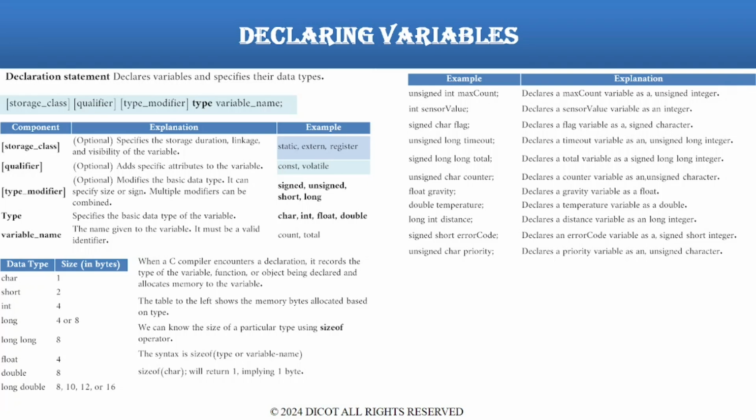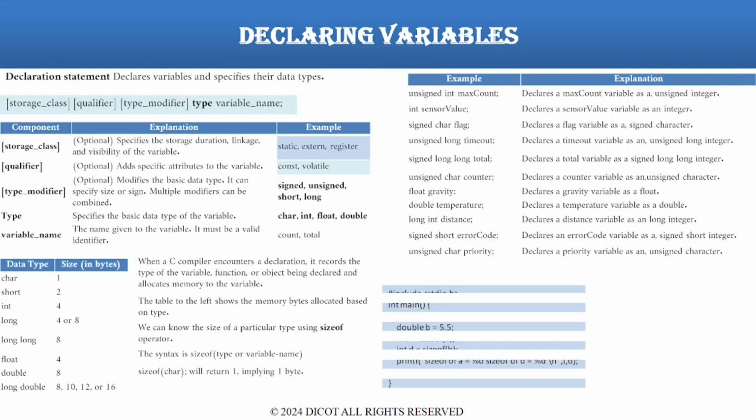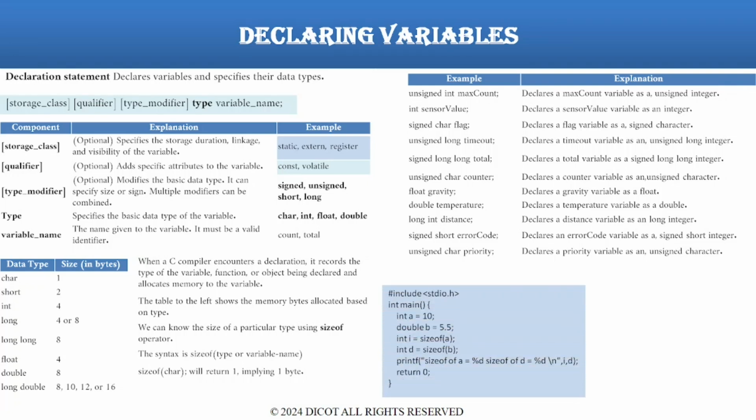Let's write one simple program to know the size of a declared variable. So this is the program. In this program, a is declared as an integer, b is declared as a double. We can pass these variable names as argument to sizeof operator to get their size in bytes. As you can see, the output in this case is sizeof a is equal to 4, whereas sizeof d is equal to 8. Since a is an integer, it is 4 bytes, and d is double, it is 8 bytes.